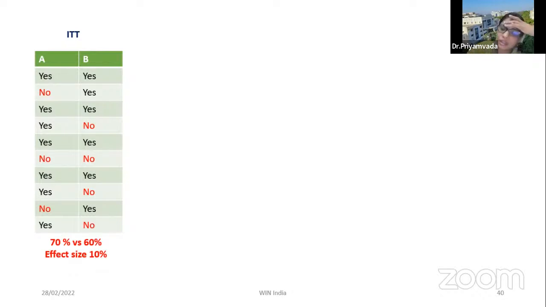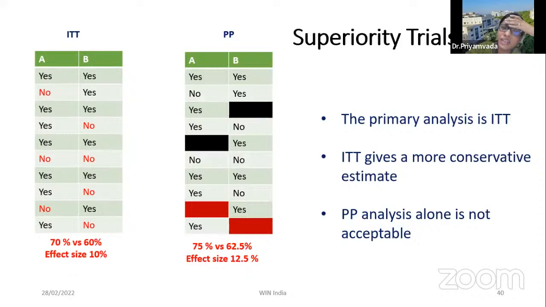Now, the same chart is repopulated with a little bit of loss of follow-up. I'm taking 1 yes from treatment A and 1 no from treatment A. So one patient who should have responded and one patient who should not have responded accidentally has been lost to follow-up. Now you have 8 in each. Now if you calculate the effect size, that is going to be 75% versus 62.5%. So the effect size is actually 12.5.